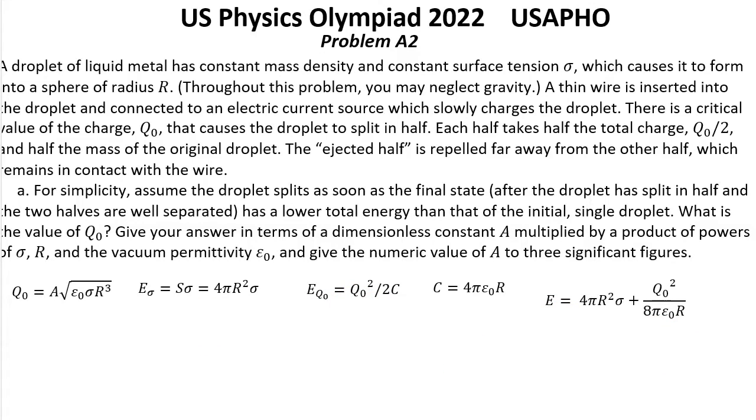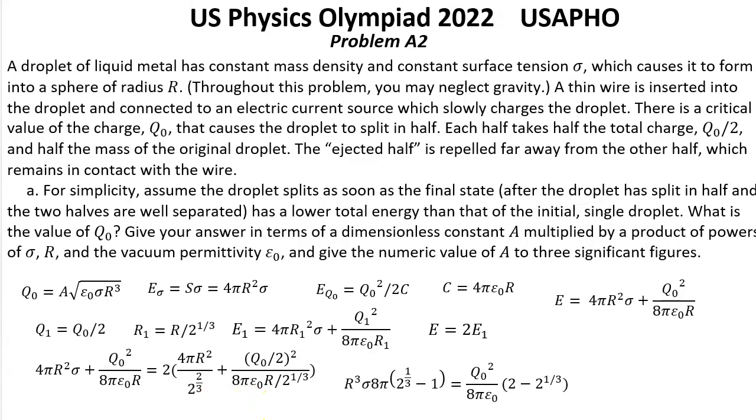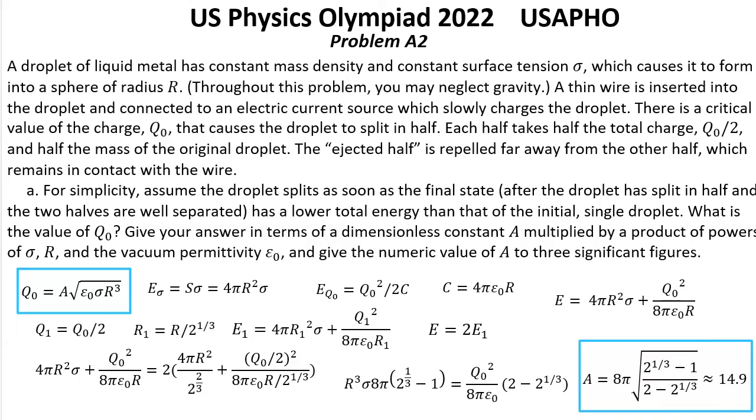When the droplet splits, the new halves both have charge Q0 over 2 and radius r over 2 to the power 1/3, since the total volume stays the same. The total energy of each of the halves is thus this one. Setting E equal to E1 and solving for Q0, we get a solution for Q0 which matches the one from dimensional analysis, with constant A equal to this expression, which is approximately 14.9.